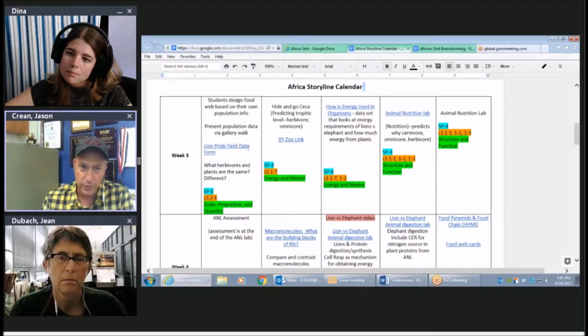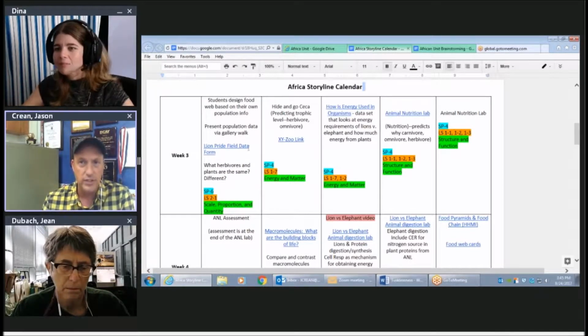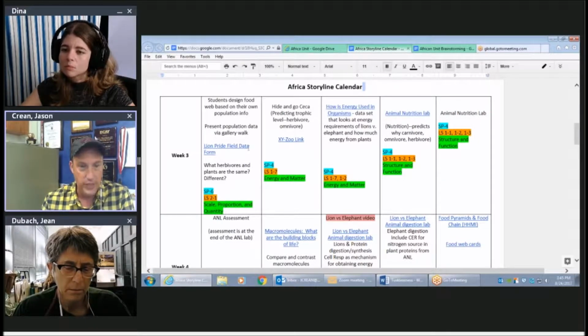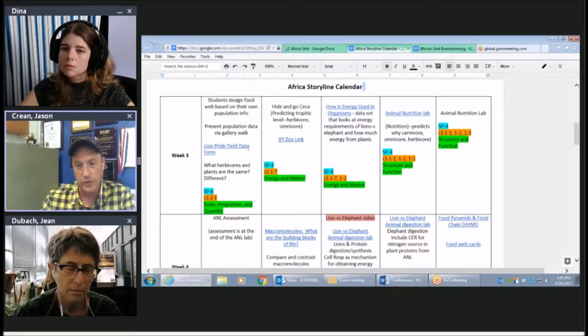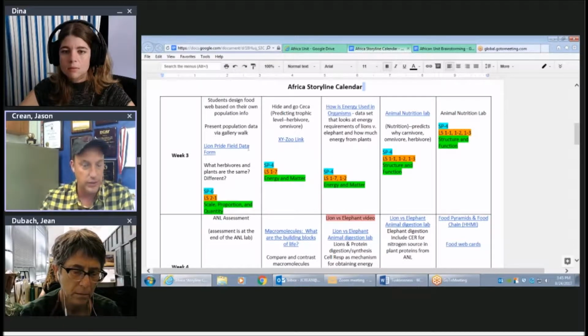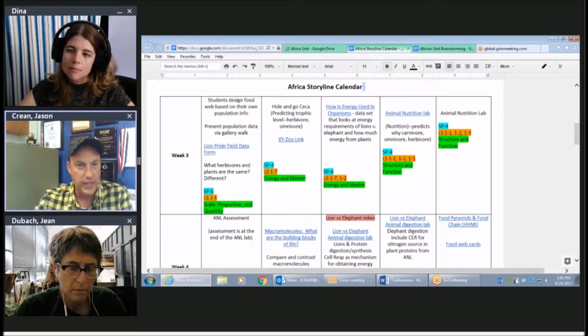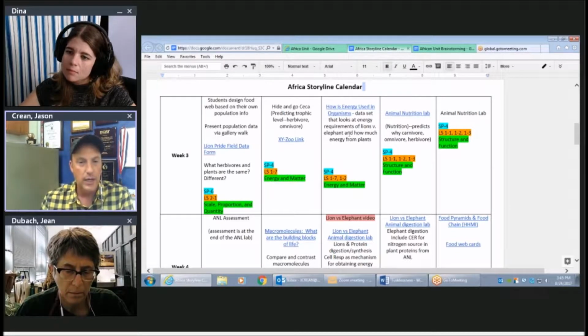In day 2 of week 3, we start the hide and go seek-a lab, which is having students compare different digestive systems and really looking for patterns between these. If they know a lion is a carnivore and something else has a similar digestive system, what does that tell them? That sort of thing. Then we look into how energy is used in organisms, how lions obtain energy from food, and how elephants do.